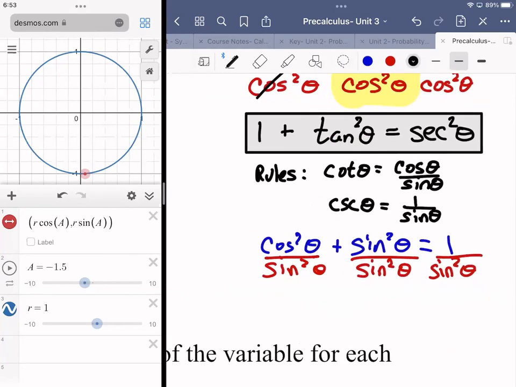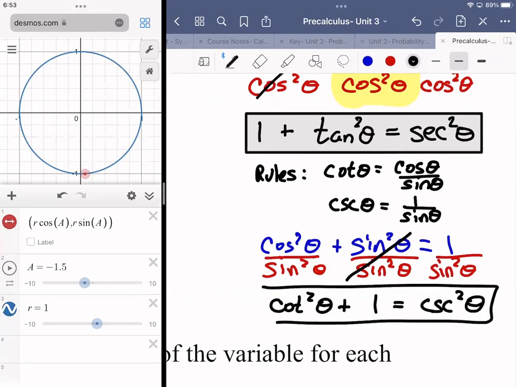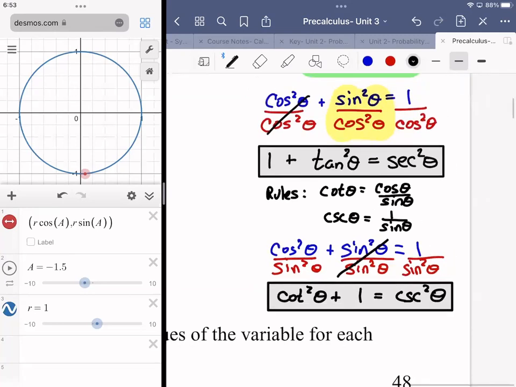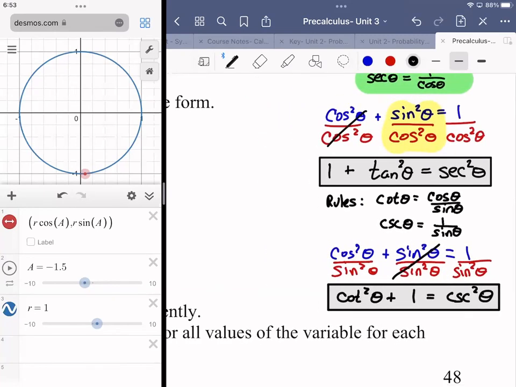All right, so cosine squared over sine squared would be cotangent squared theta. Anything divided by itself is 1. 1 over sine squared. Well, 1 over sine is cosecant, so 1 over sine squared would be cosecant squared. So that is our third Pythagorean identity. All right, so we have 3, but really it's just the one that's been modified into two other forms.